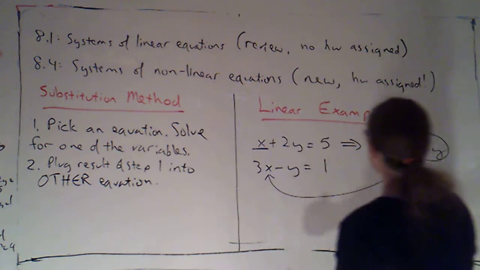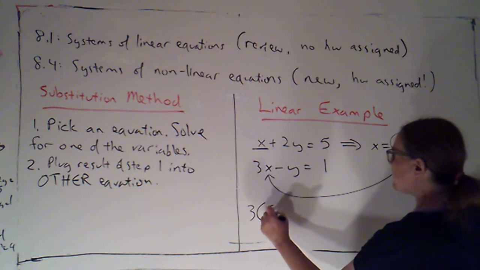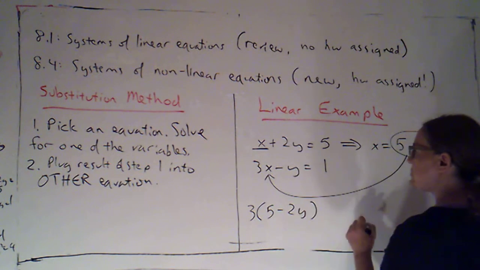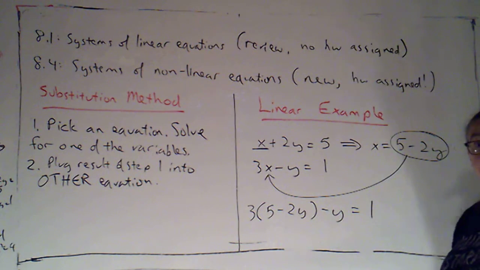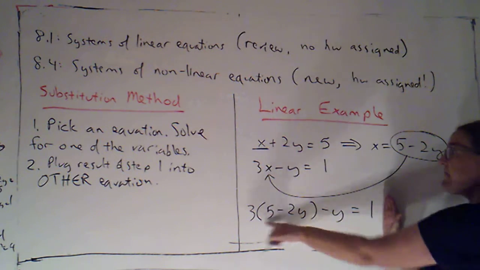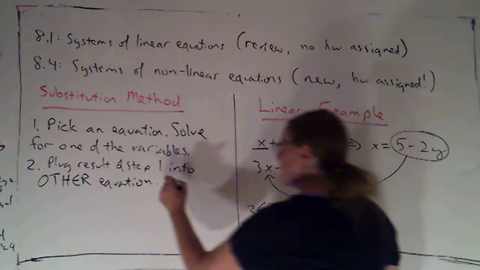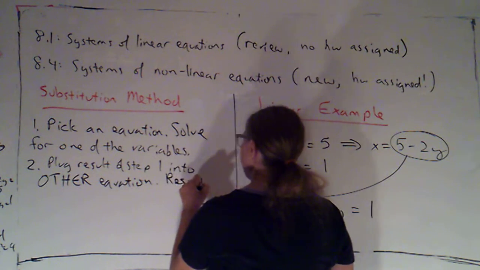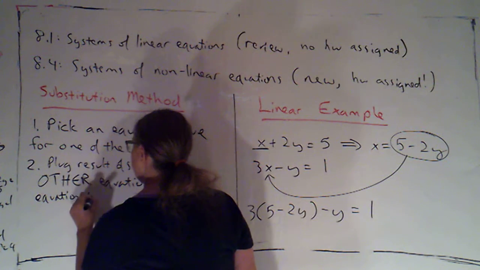So let's just see what that looks like. That would become 3 times x gets replaced with the quantity 5 minus 2y, and then minus y is equal to 1. Notice the result of this, I've got an equation in just one variable. Cool. So I'm going to even write that down. The result will always be an equation in one variable.